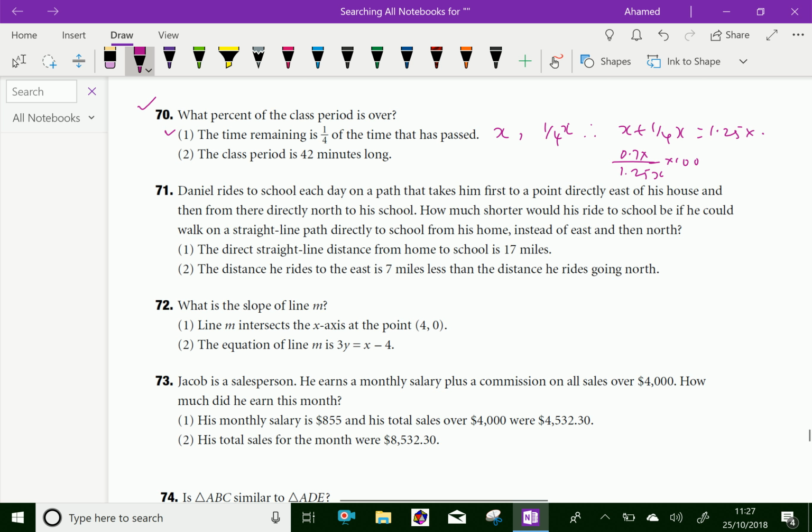So the first statement itself is enough to solve the problem, but the second statement says the class period is 42 minutes long. From that we cannot find what percent of the class period is over, because how much time has elapsed since the class started, we don't know. So from statement 2 we cannot find the answer. So statement 1 is enough to solve but not 2, so it is option A.